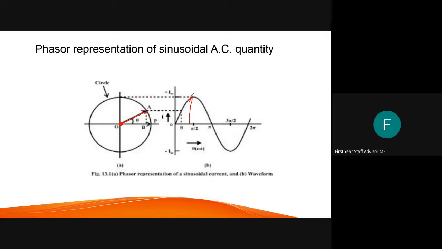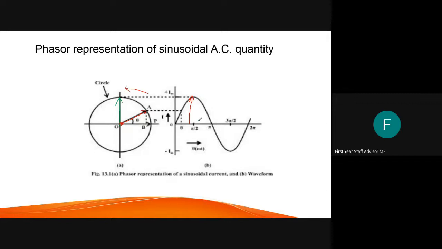The length of the phasor is a very important point. The length of the phasor is the peak value of the waveform. You can see here, if it rotates like this, and finally if the phasor comes at this point, it will be like this. You can see that the length of the phasor is equal to the peak value.